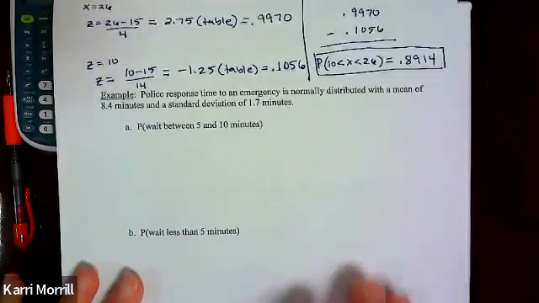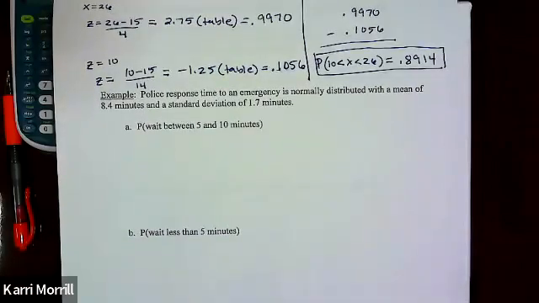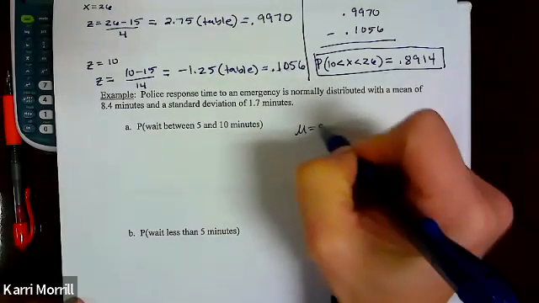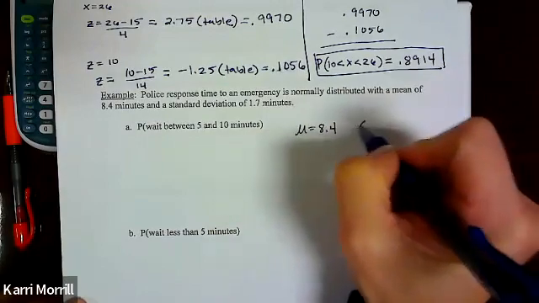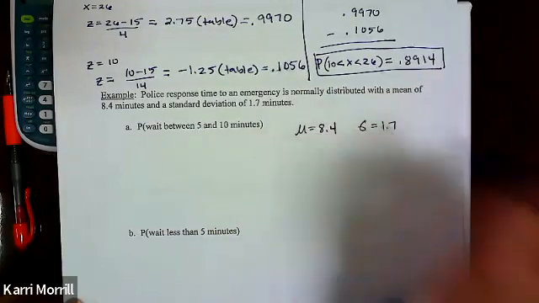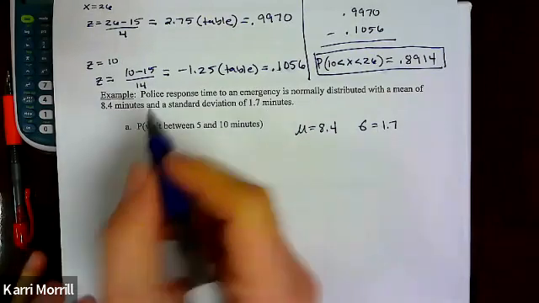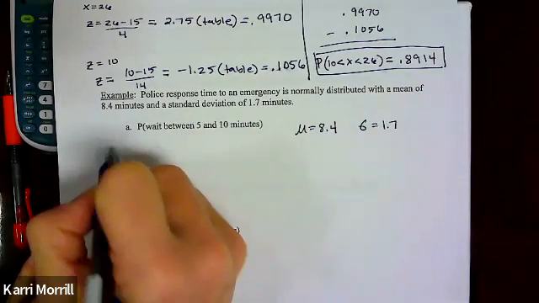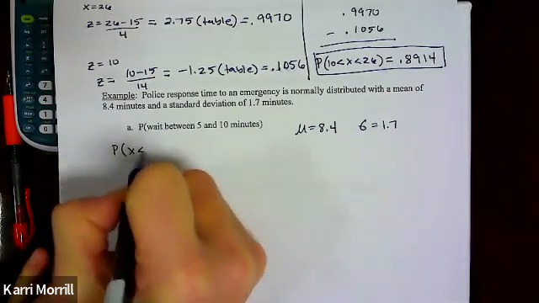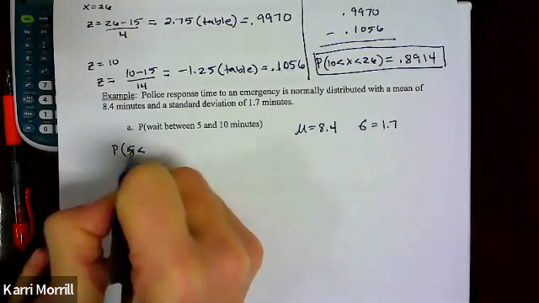So let's apply this. Police response time to an emergency is normally distributed with a mean of 8.4 minutes and a standard deviation of 1.7 minutes. So they're going to ask, what's the probability that the wait is going to be between 5 and 10 minutes? You could write it like this if you like. Oops, this should be a 5.